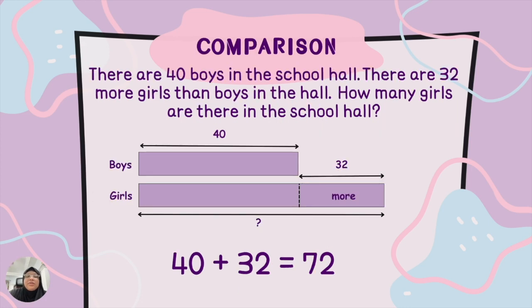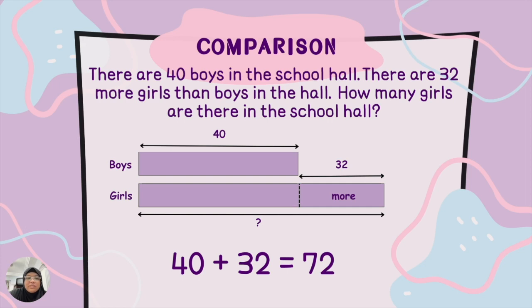Okay, next, we're moving on to the comparison model. The comparison model is where you have two different quantities and you put them in two different blocks. So for example, there are 40 boys in the school hall. There are 32 more girls than boys in the school hall. So how many girls are there in the school hall?